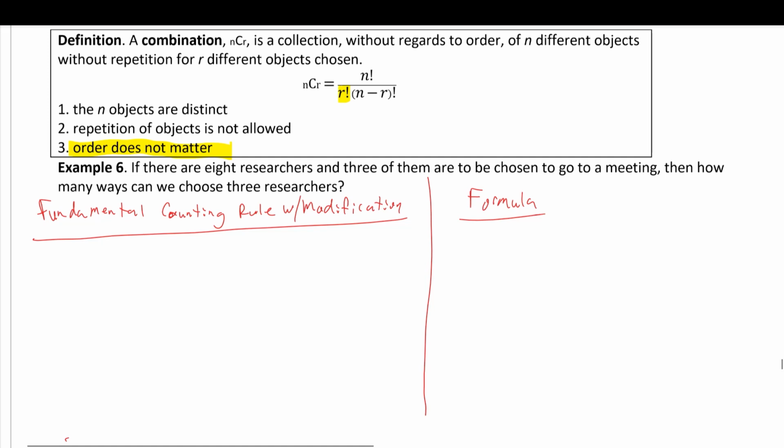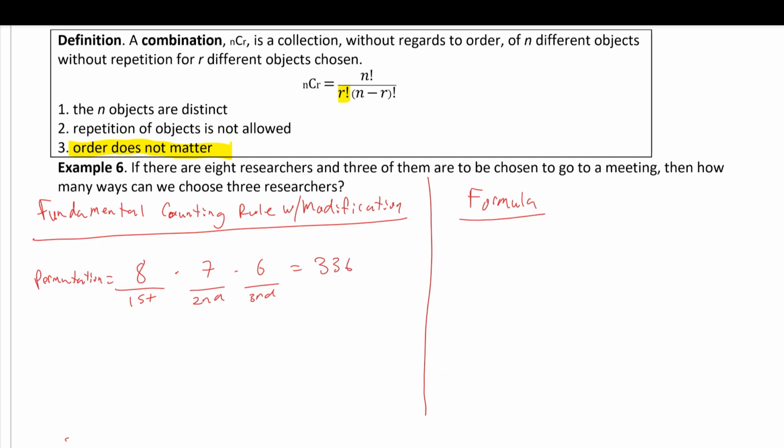So again, how many decisions are being made? Well, we have first person to choose, second person to choose, and then third person. There are 8 researchers, so for the first choice, we have 8 to choose from. We've already chosen 1, so now we only have 7 for the second decision, and 6 for the third. So this will give you actually the number of permutations. 8 times 7 times 6 is 336.